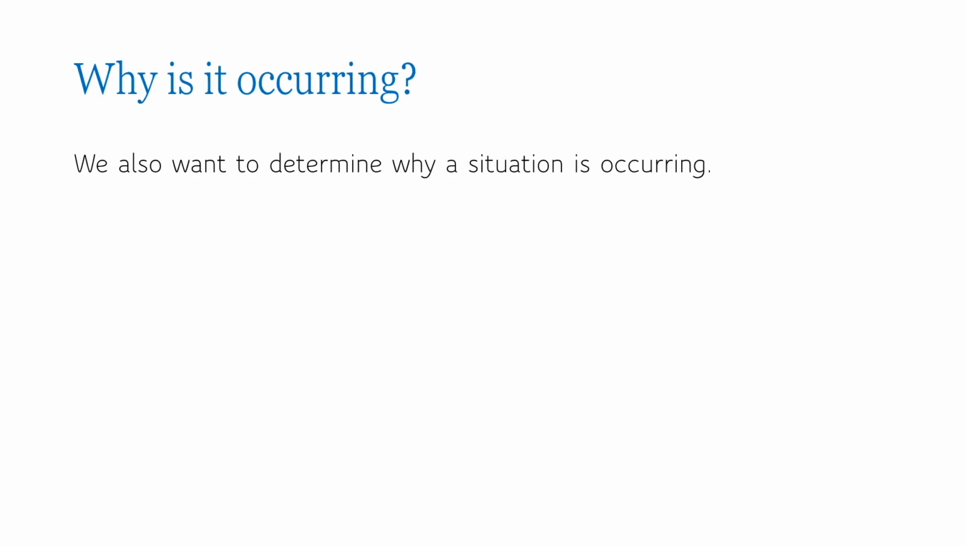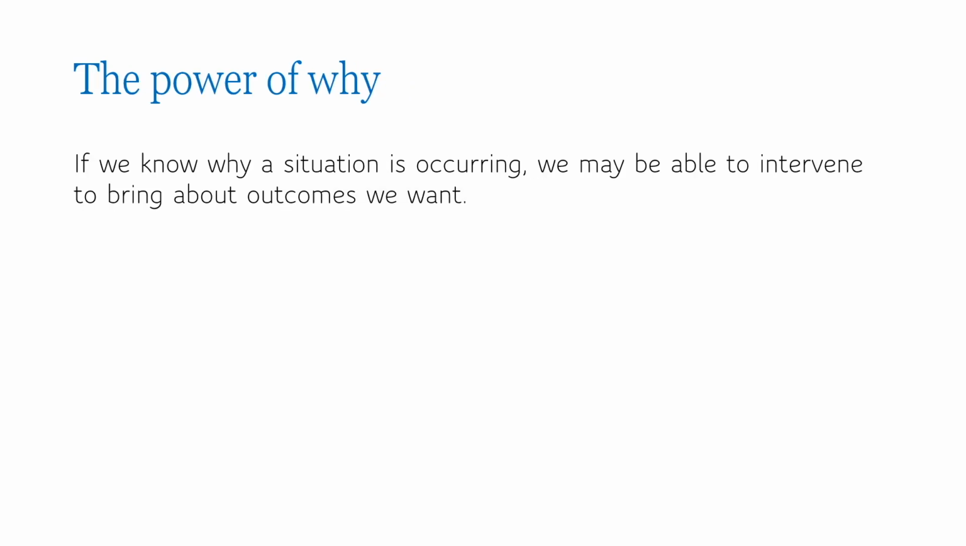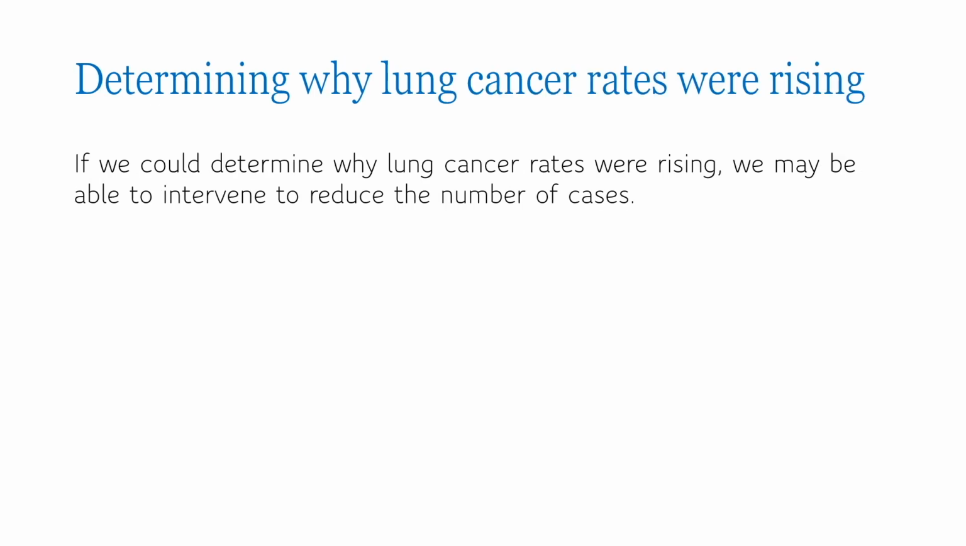As researchers, and as a society, we also want to determine why a situation is occurring. If we know why a situation is occurring, we may be able to intervene to bring about the outcomes we want. For example, if we could determine why lung cancer rates were rising, we may be able to intervene to reduce the number of cases, which would be a beneficial outcome.